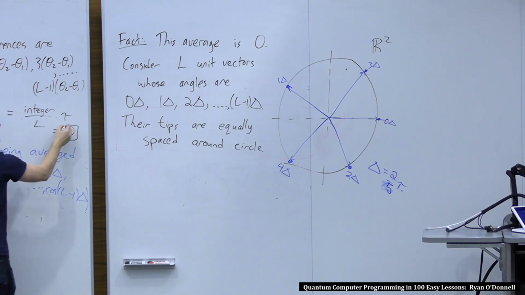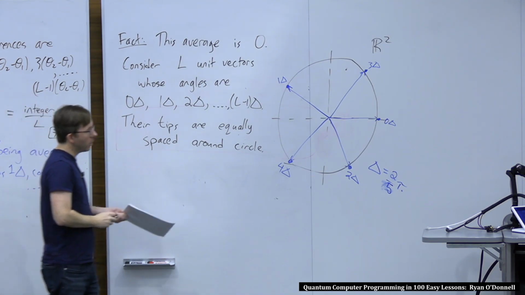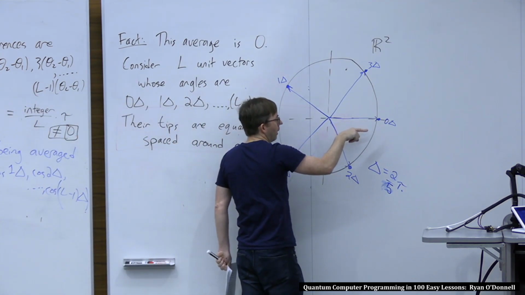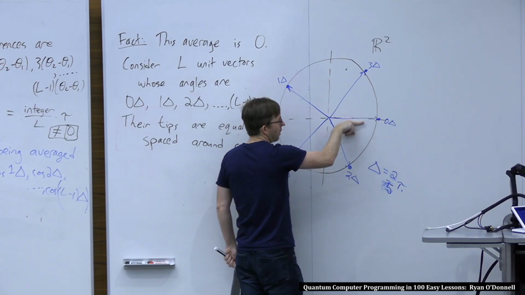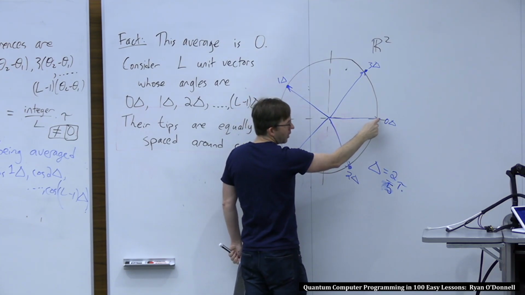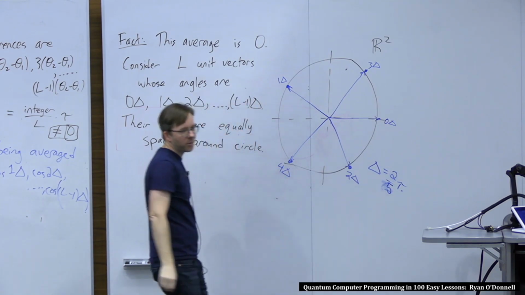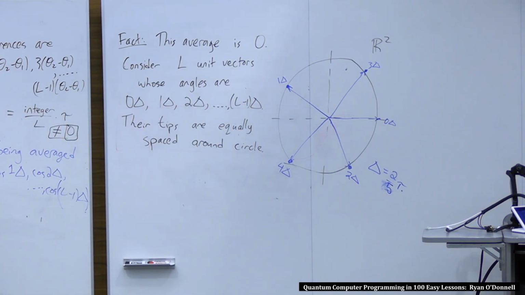Should have done it like this. This angle is not 0. Because if this angle were 0, it would be 0, 0, 0, 0, 0, L times. And all the dots would be here, and they would not be equally spaced around the circle. But as long as it's not 0, then you do wrap around the circle some integer number of times that's not 0, and they're equally spaced. Okay.